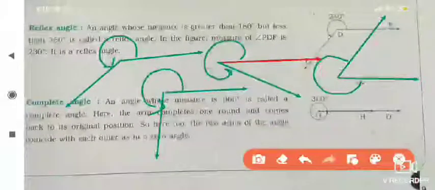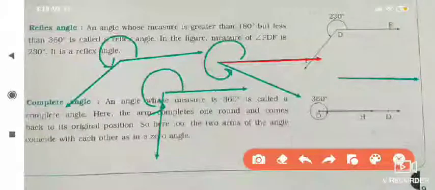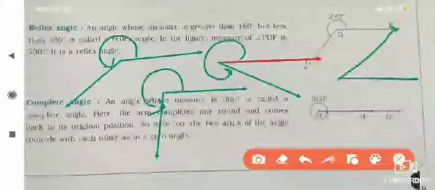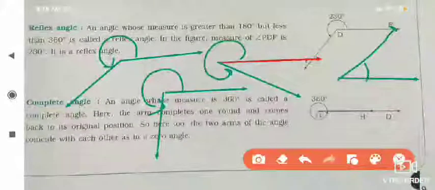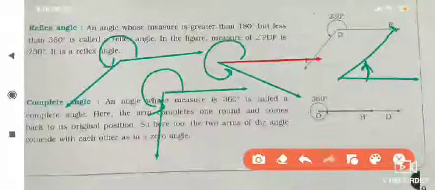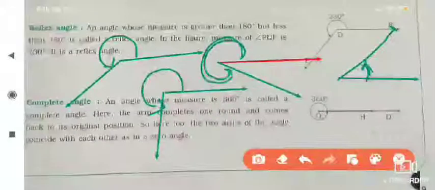But if the sign is given inside this angle, then this angle is an acute angle. So if the sign is given inside, then it is an acute angle, and if it is given outside, then it is a reflex angle. So for that, the outside arrow sign is shown here.